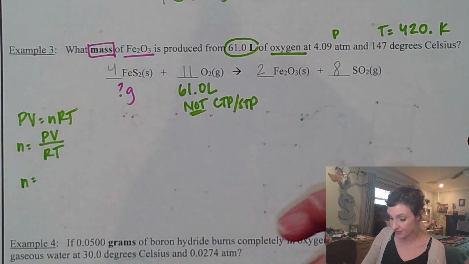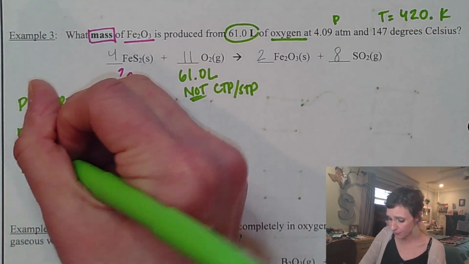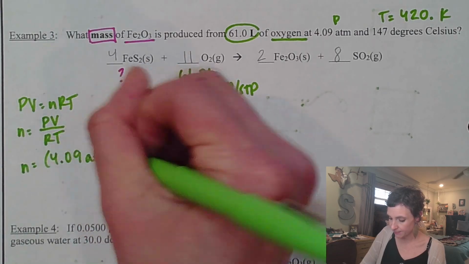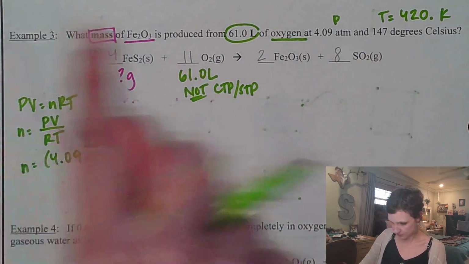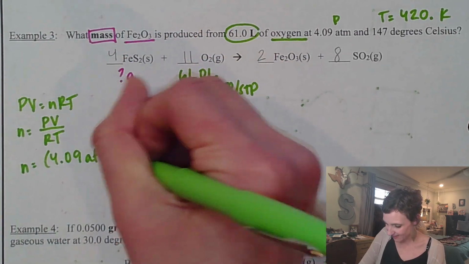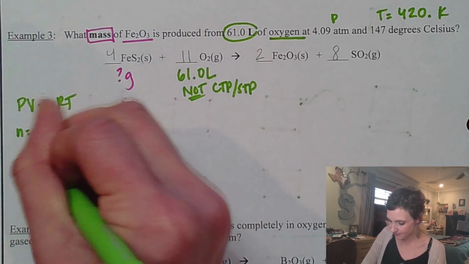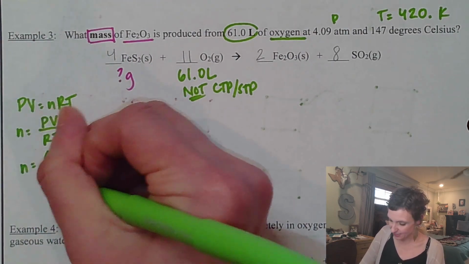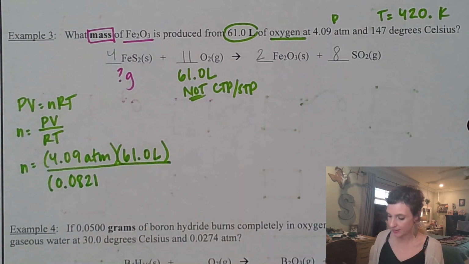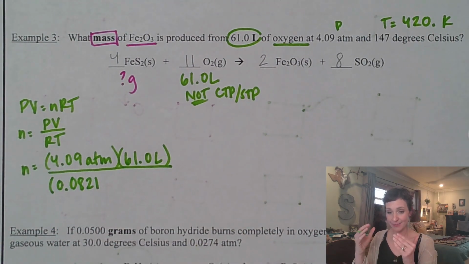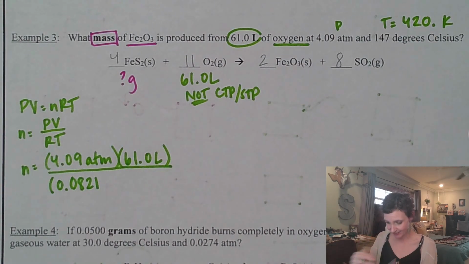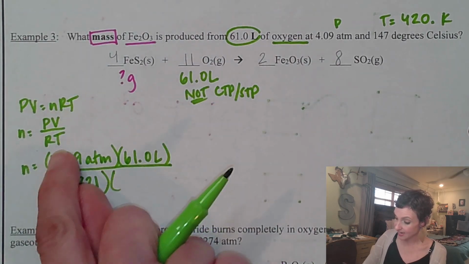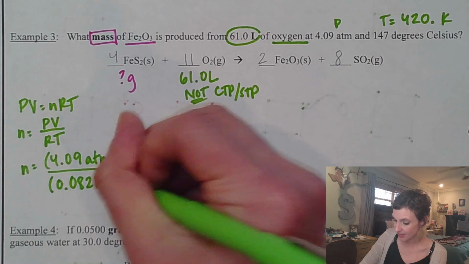We're going to plug in everything with our units. My pressure was 4.09 atm. My volume, 61.0 liters. My ideal gas law constant is 0.0821, and the units for that are liters atmospheres over moles Kelvin. And finally, our temperature, 420 Kelvin.